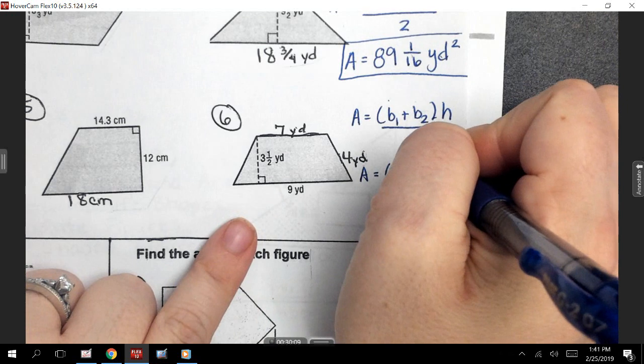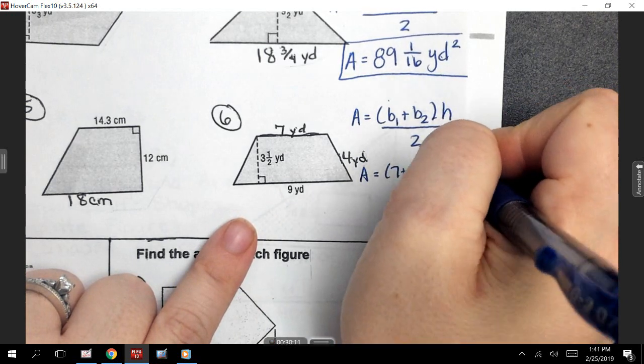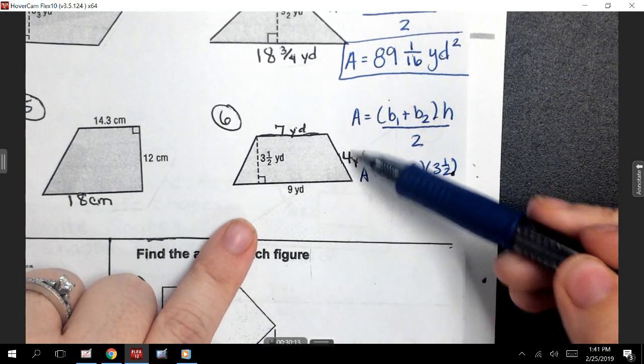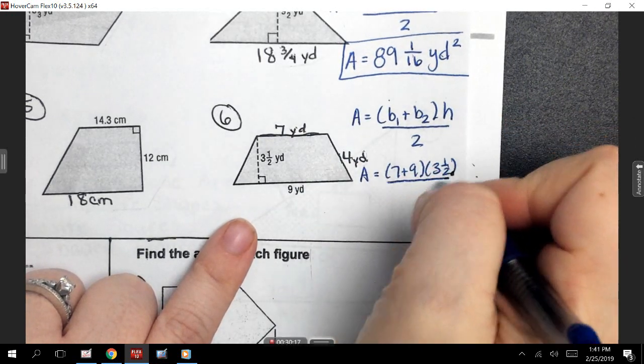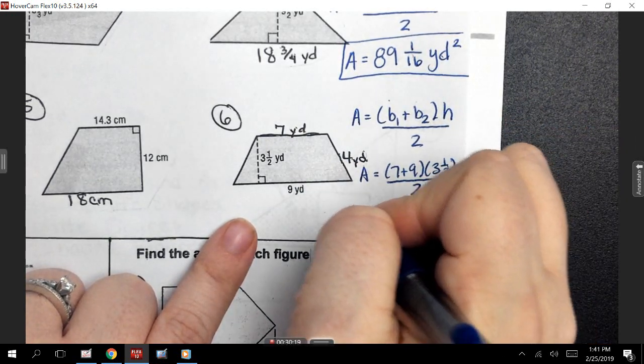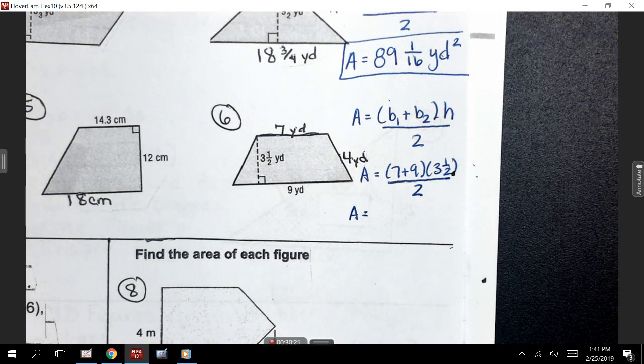3.5. Why did you not use the 4, Valentina? Because it's slanted. That 4 is slanted. It's leaning. The 3.5 is up and down. Don't forget to put your 2 on the bottom. All right. Now we got to be careful. Make sure we do this in the right order.